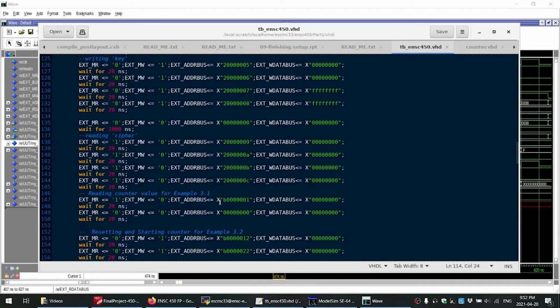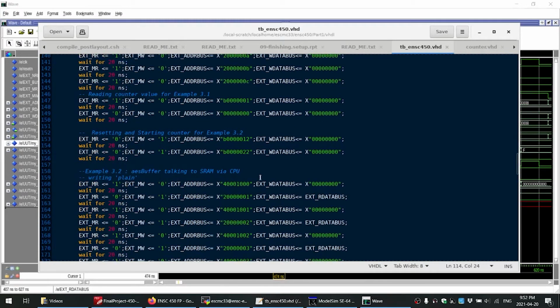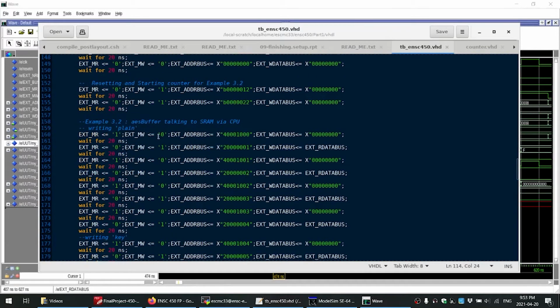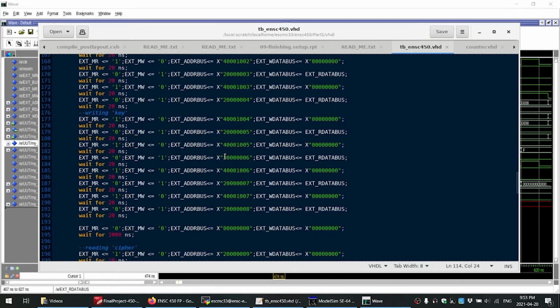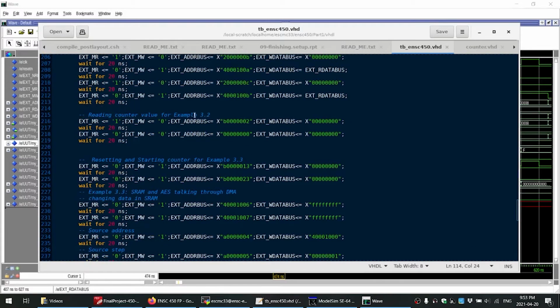And then we read the value of the counter for this specific test case, that's going to be used to time it, from counter 1. Now comes the second example. In this one, the CPU is going to read from the SRAM the data we wrote before, and then it's going to input that into the buffer and read the outputs. And we're also timing that with another counter, number 2.